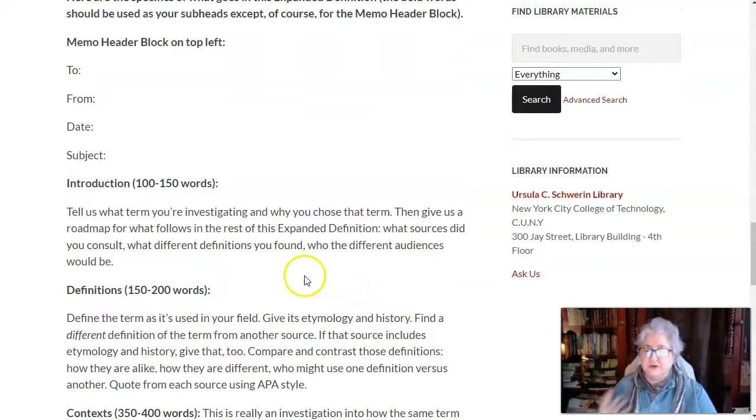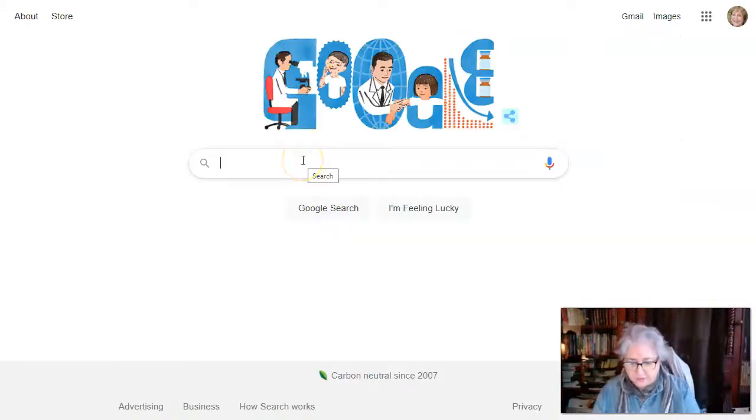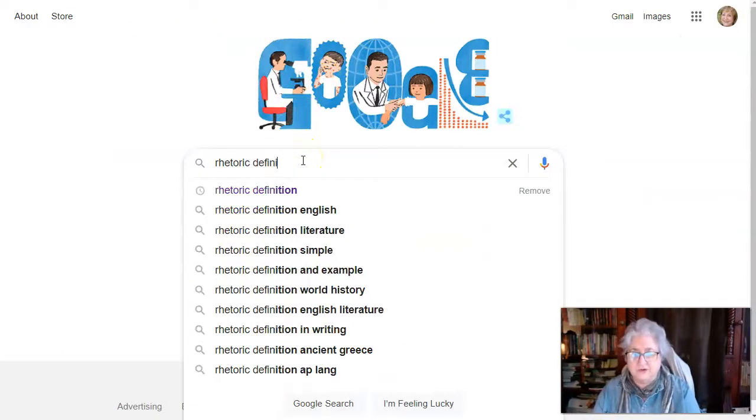All right. So for example, introduction. I'm going to pick a term from one of my fields, which is rhetoric and composition, and I'm going to choose the term rhetoric. Okay. So that's my term. So I've got to look up a definition. So I'm going to go over here to Google and look up rhetoric definition.